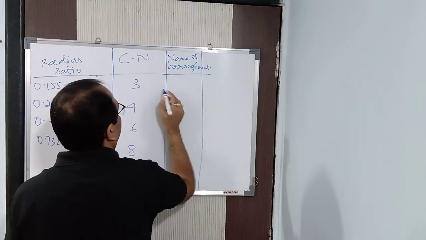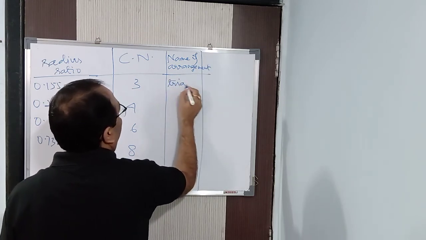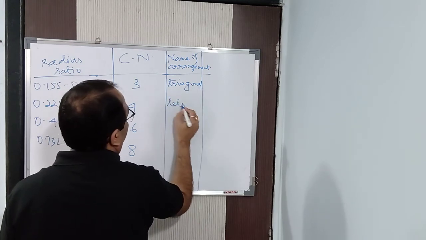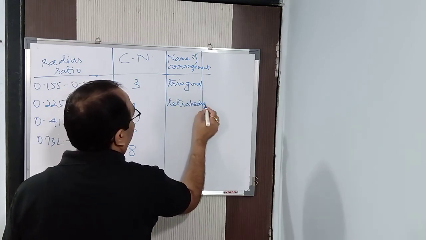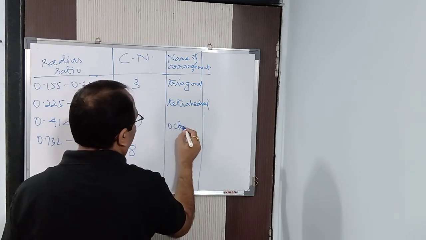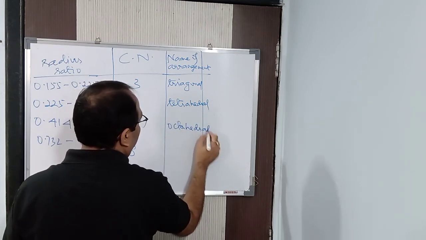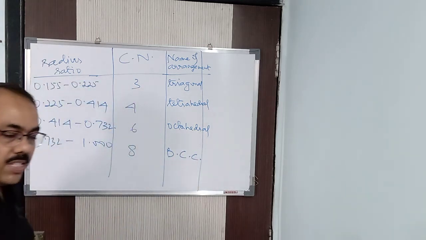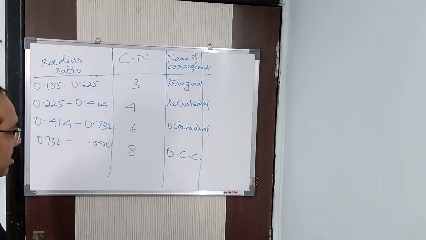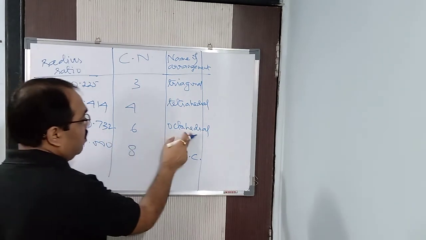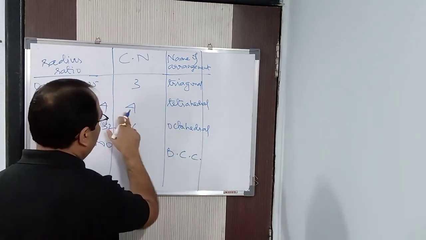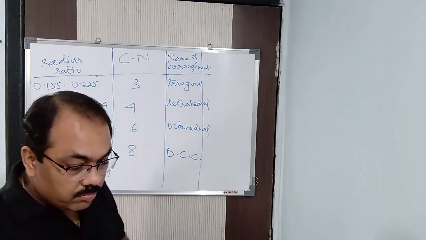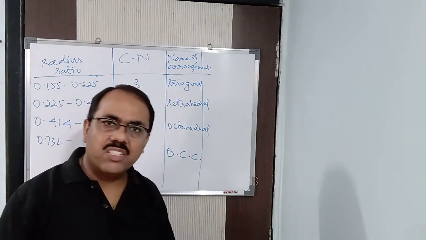When 3 atoms are there, it is known as trigonal. 3 means trigonal, 4 means tetrahedral, 6 means octahedral, and 8 means BCC. You have read it: in BCC, the coordination number is 8. When the coordination number is 6, it is octahedral, with 6 atoms. With 4 it is tetra, and if it is 3, it is trigonal. Now, what are the different types of crystals coming under it?